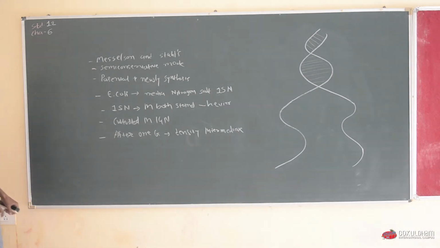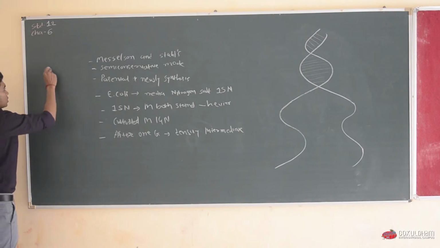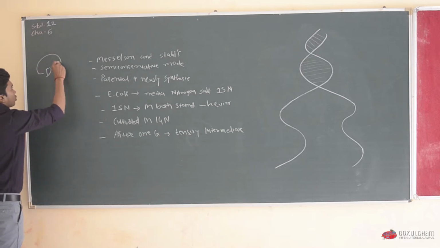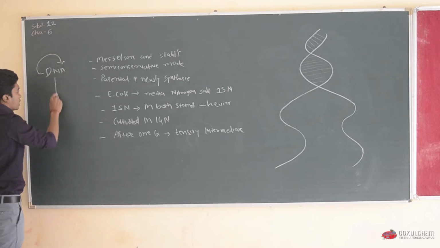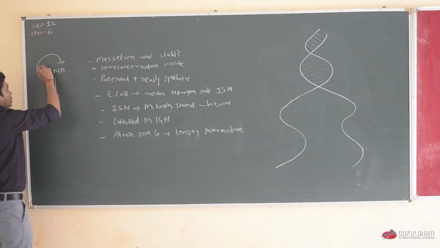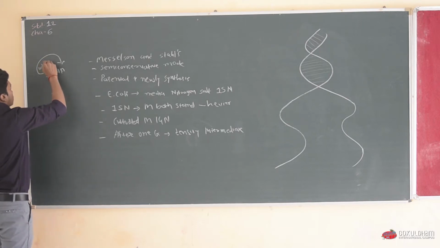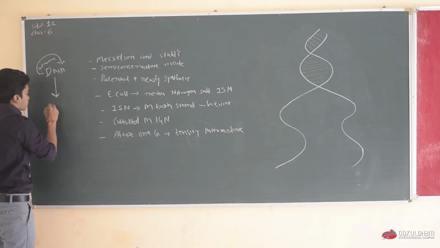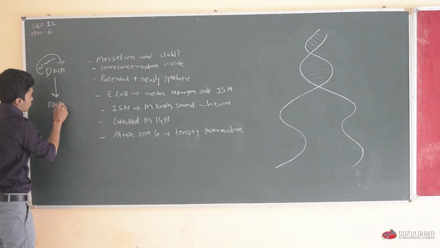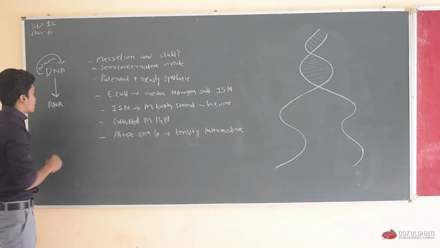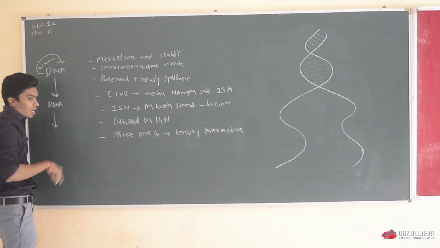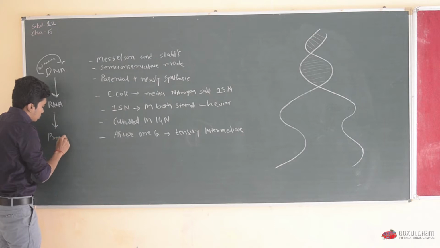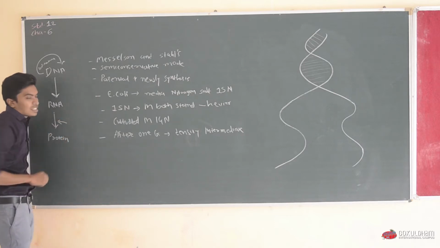We have already seen that DNA makes copies of itself, known as DNA replication. So, this process is replication. Then DNA makes RNA. This process is known as transcription. And then RNA makes protein. This process is known as translation.